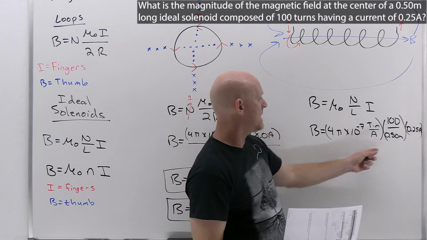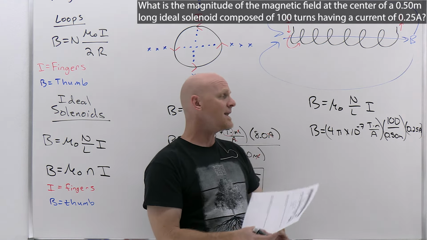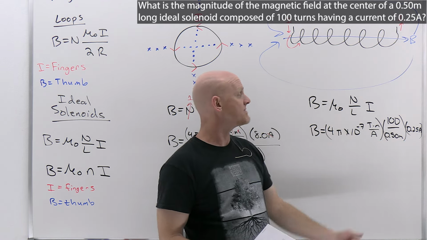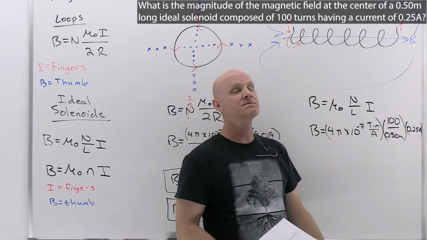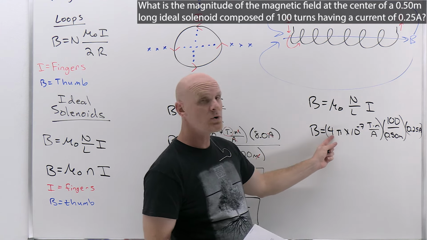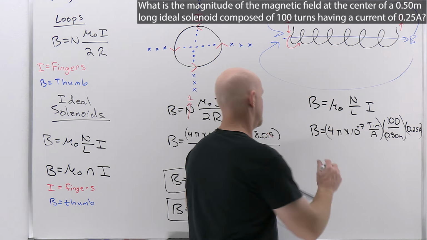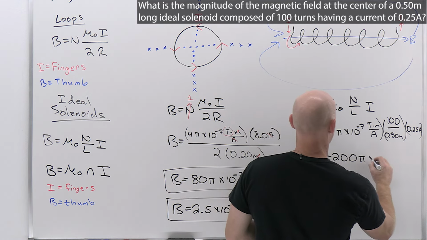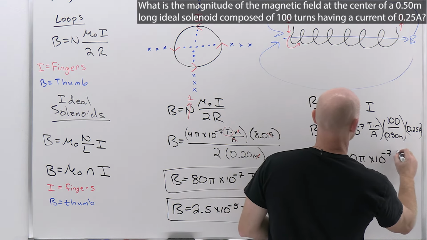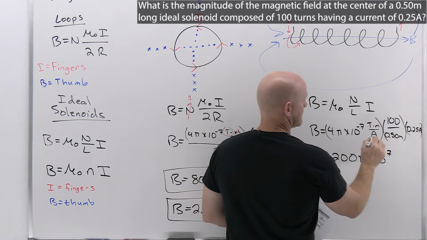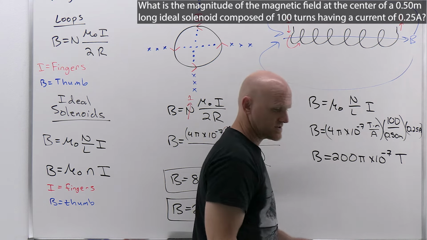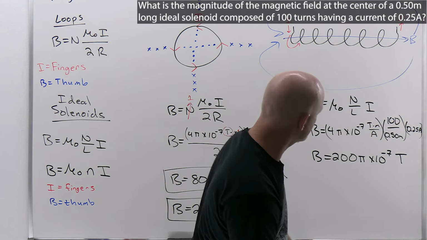If you look, when you're multiplying and dividing a string of numbers, you can do it in any order. And personally, 0.25 over 0.5, I see that and I'm like, oh, that's a half. And 100 times a half is 50. And 50 times 4 is 200. And so this is going to come out to be B equals 200 pi times 10 to the negative 7. Once again, the meters are going to cancel, the amps are going to cancel, and it's going to come out in Tesla. And once again, I'm going to let my calculator do the heavy lifting.